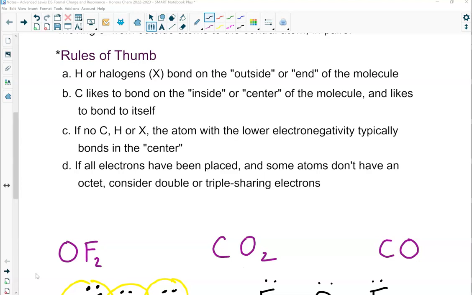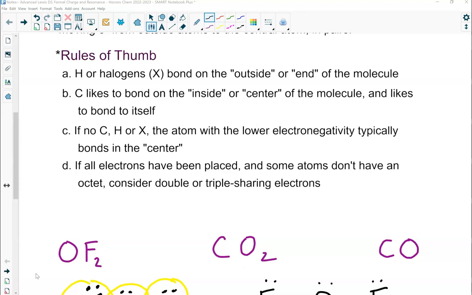On the other hand, if you have carbon in your molecule, like CO2, carbon likes to be in the center. And if for some reason you have more than one carbon, like C2H4, the carbon prefers to bond to itself. So if I were going to arrange my carbons in a molecule, I'm going to put them in the middle. I'm going to go through a few examples, and you'll see these rules in action.